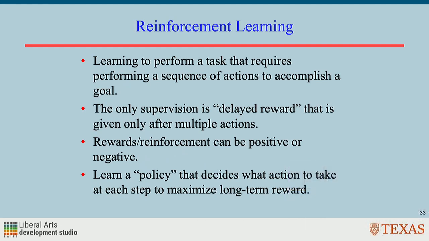And then the final type of machine learning I want to briefly talk about, that someone else will talk about later in more detail, is reinforcement learning, where it's somewhere between unsupervised and supervised. Sometimes people call it weak supervision, where you learn to perform a task that requires performing multiple actions in order to eventually get to a goal. But the only supervision you get is after you make a lot of decisions. You don't get feedback every time you make an action, whether it's good or bad. You have to wait till you do a bunch of actions.